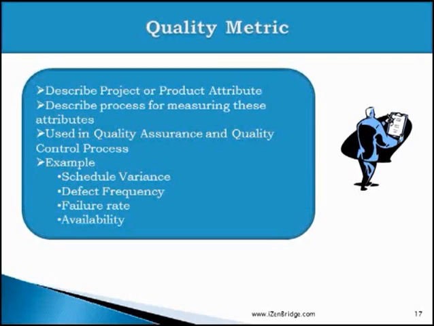So quality metrics describe product and project attributes, and they also describe how these attributes are going to be measured while doing quality assurance and quality control. Now, why do we create these metrics? Because by using these metrics, we control or monitor the critical parameters and functionality of the product and project. So the quality metrics are part of the monitoring and governance structure. Monitoring for the project, governance for the organization. So they help the organization and the project manager to monitor and govern the project. Some examples like schedule variance, defect frequency, failure rate, and system availability are examples of quality metrics.